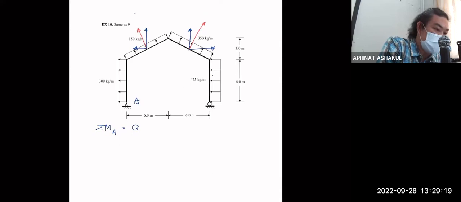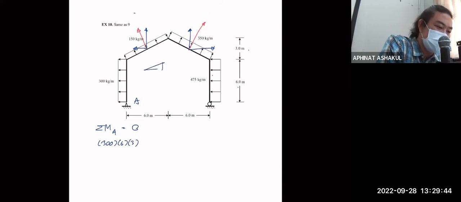And now you have, okay. The first one is 300 multiplied by 6, right? And then multiply by 3. And then the second one, this is not our favorite 3, 4, 5 triangle anymore. That's 3, that's 6. So here is 3, here is 6. That it's 3 square root 5.